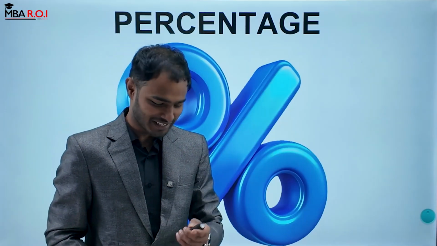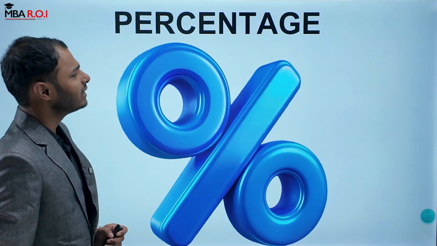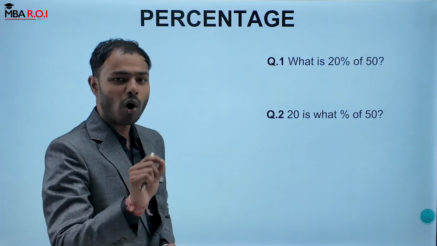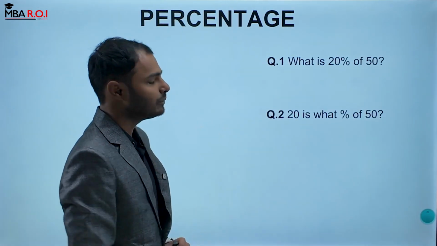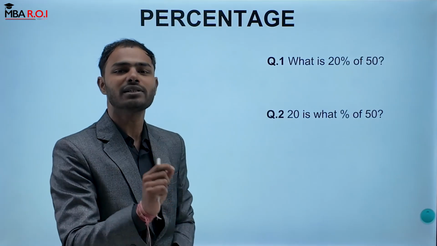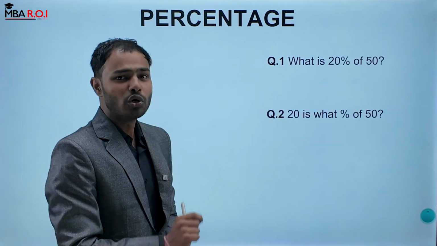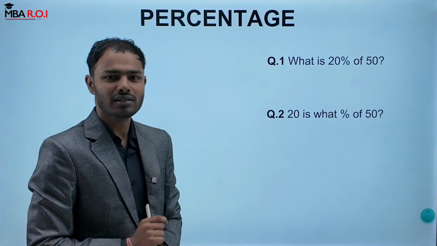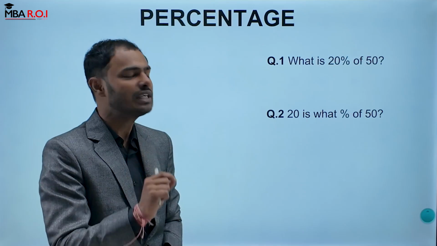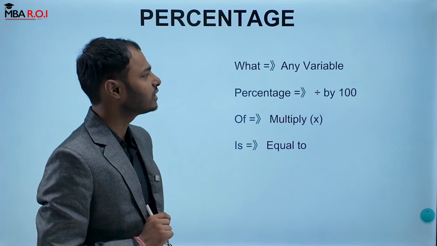So let's get started. We are going to start with these two questions first. The first question says, what is 20% of 50? And the second question says, 20 is what percent of 50? To solve these types of questions, we have to use some keywords. Now, what are those keywords?